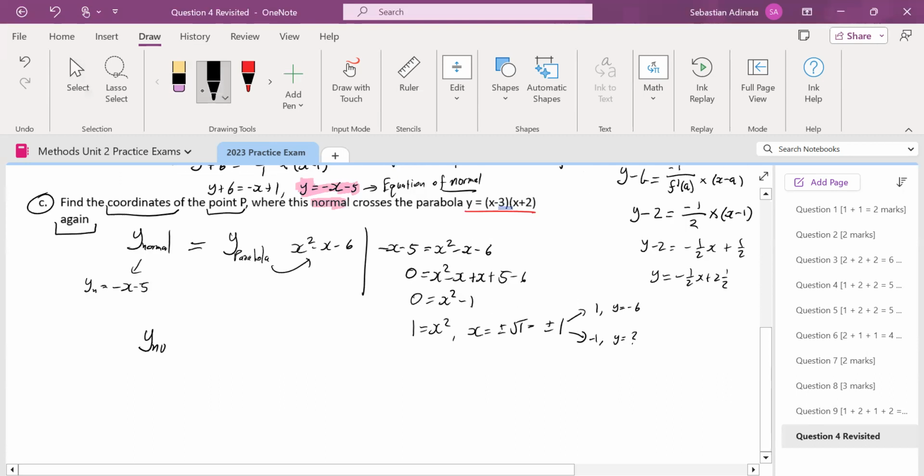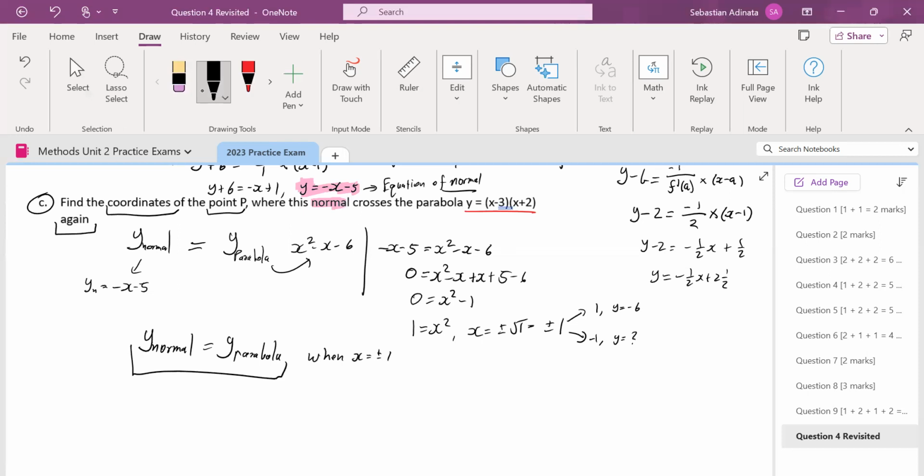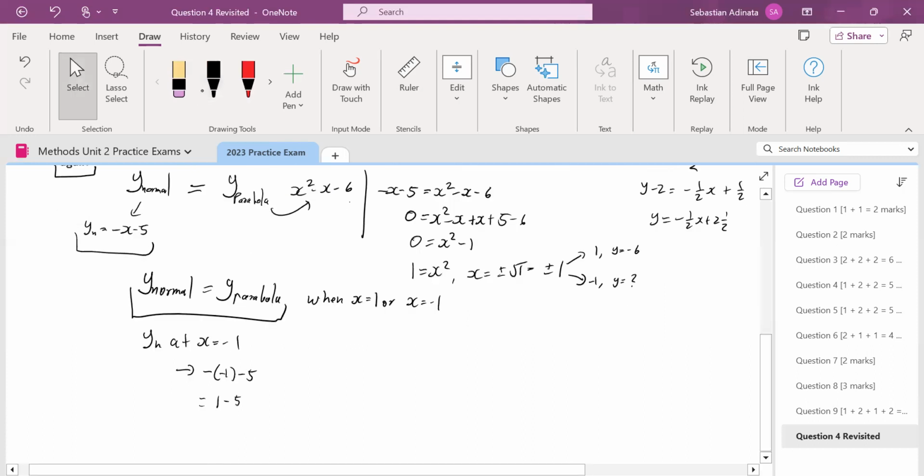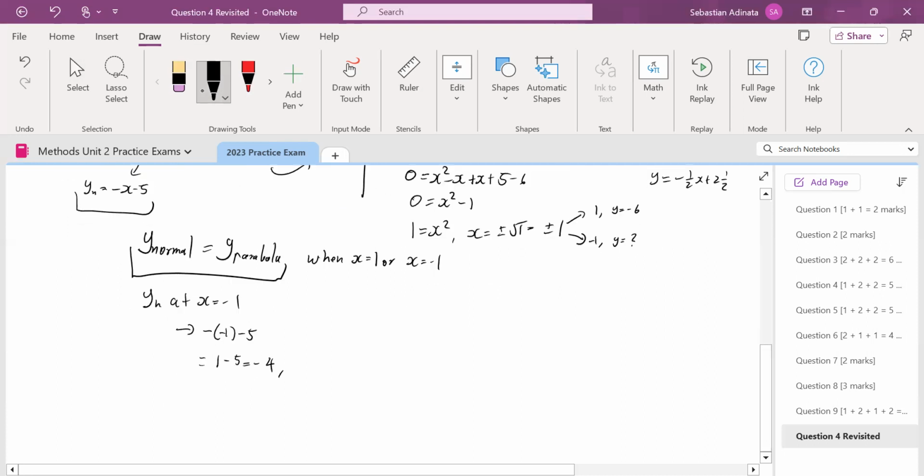So we found that y normal equals the y of the parabola when x equals plus or minus 1. So they are identical at x equals 1 or x equals -1, meaning you can use either to sub back in. I would say sub -1 into the normal, because there's less variables you have to deal with compared to a square. So let's do that. So yn at x equals -1, you end up with -1 minus 5 equals -4. So that means coordinate P occurs at -1 and -4.